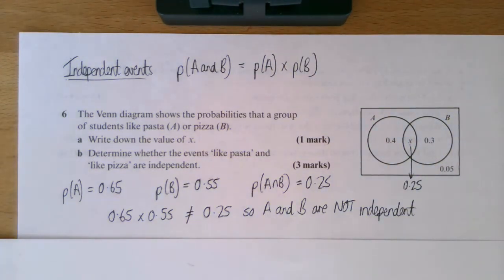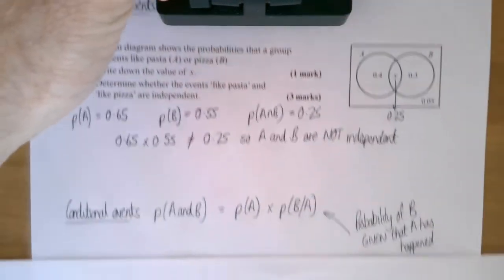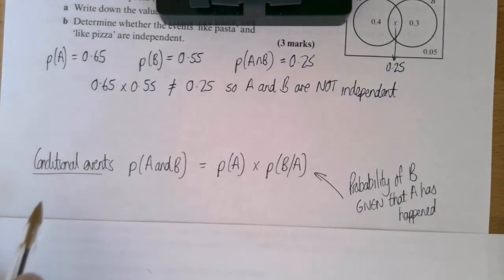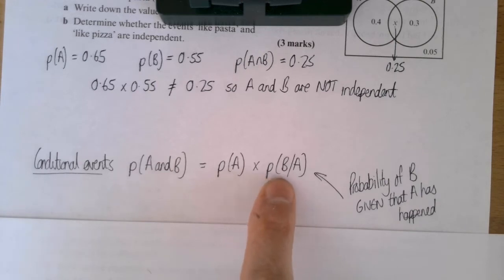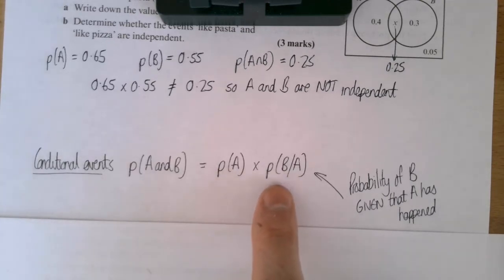So what is the opposite of being independent? Well, the opposite of independent is referred to as conditional events. So if two events are not independent, we say they are conditional. One is conditional upon the other. And in that case, the probability of them both happening is the probability of one multiplied by the probability of the other, given that the first has happened. So we say that the probability of A and B is the probability of A multiplied by the probability of B, given that A has happened.